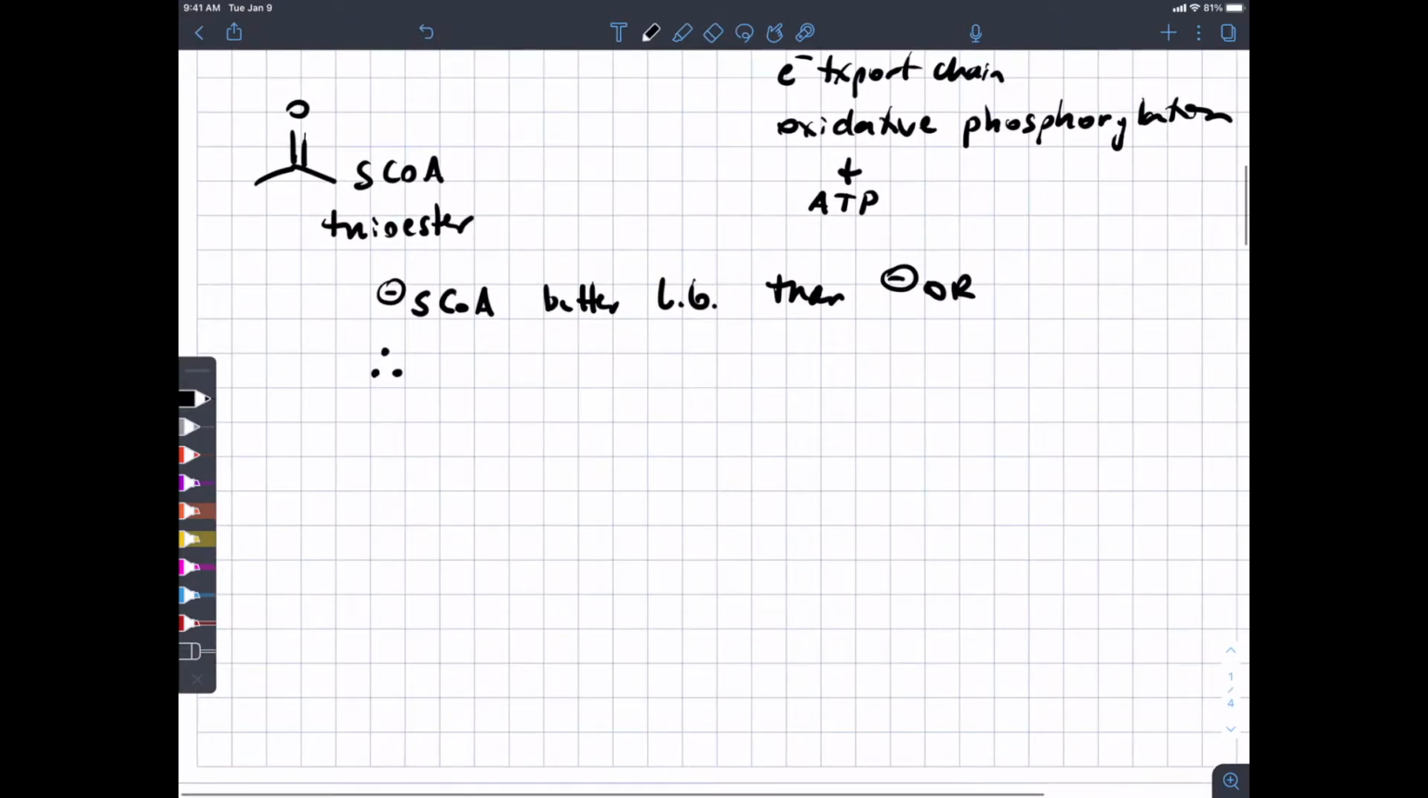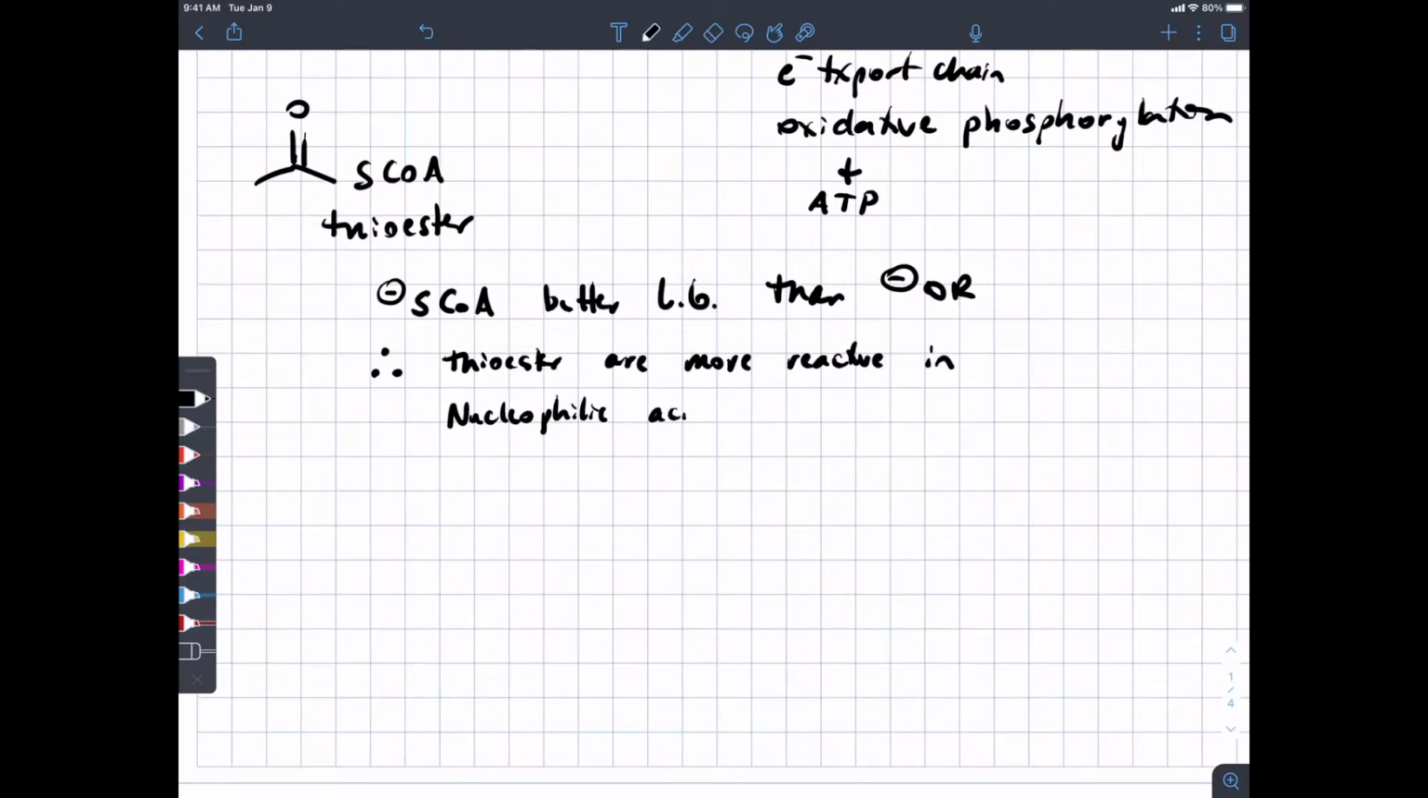Therefore, thioesters are more reactive in nucleophilic acyl substitution reactions. Which means that we're going to see examples where we take acetyl-CoA and some nucleophile, and we replace the CoA thiol with the nucleophile.